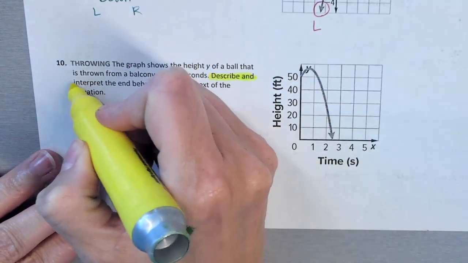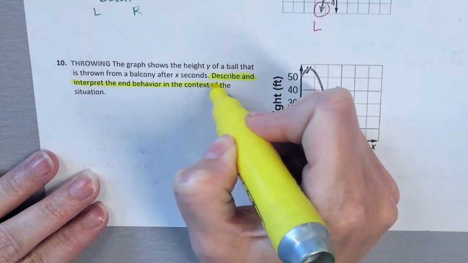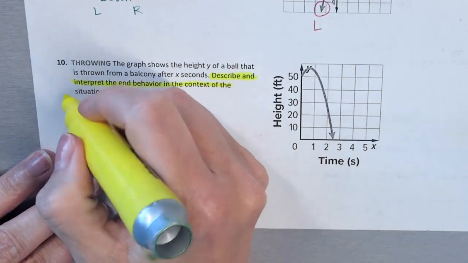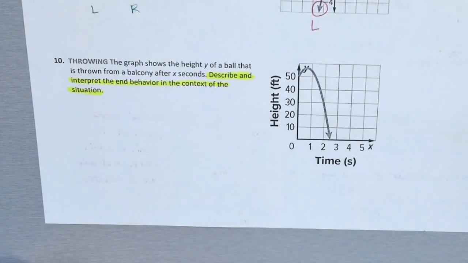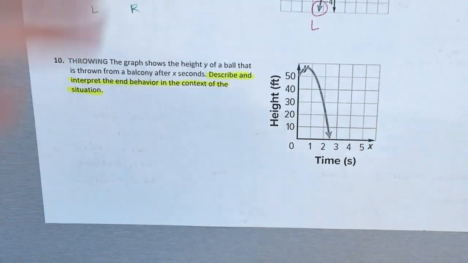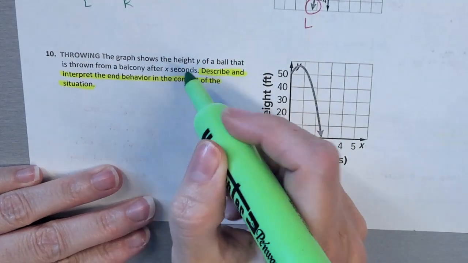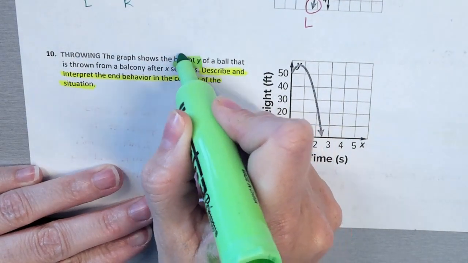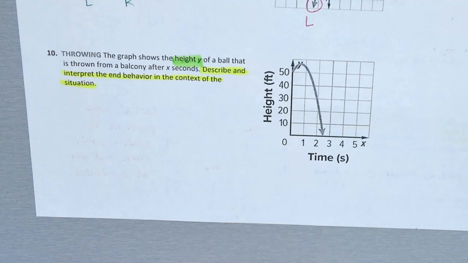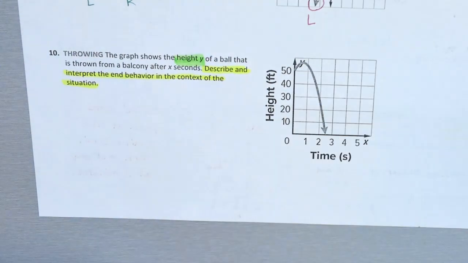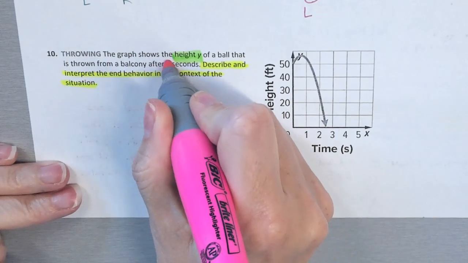Okay, so we're going to describe and interpret. So describe, we're going to be using something similar to what we did up here. It is a little bit different. And then we are going to explain what that means in the context. So one thing I like to make sure I understand is what my variables represent. So the height y of a ball, which in this case is measured in what, according to our graph? Yep, in feet. And then the time, which is measured in seconds.